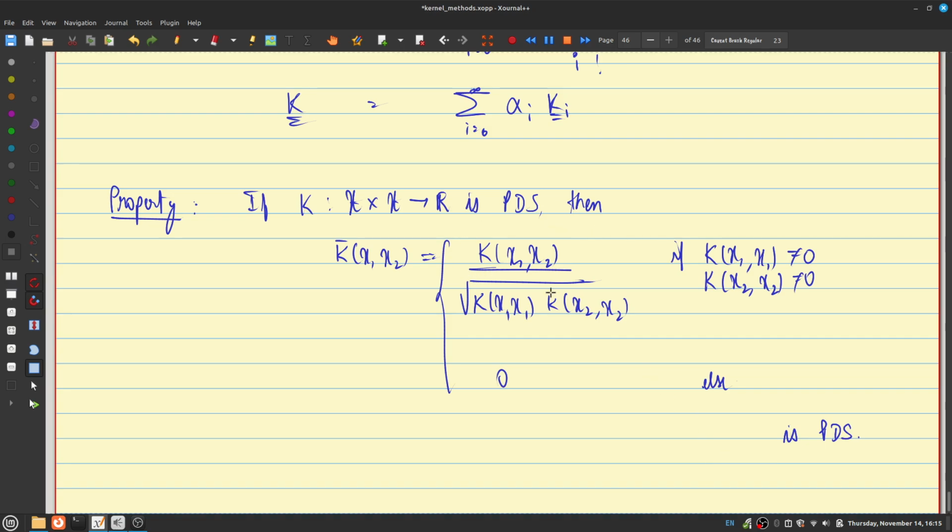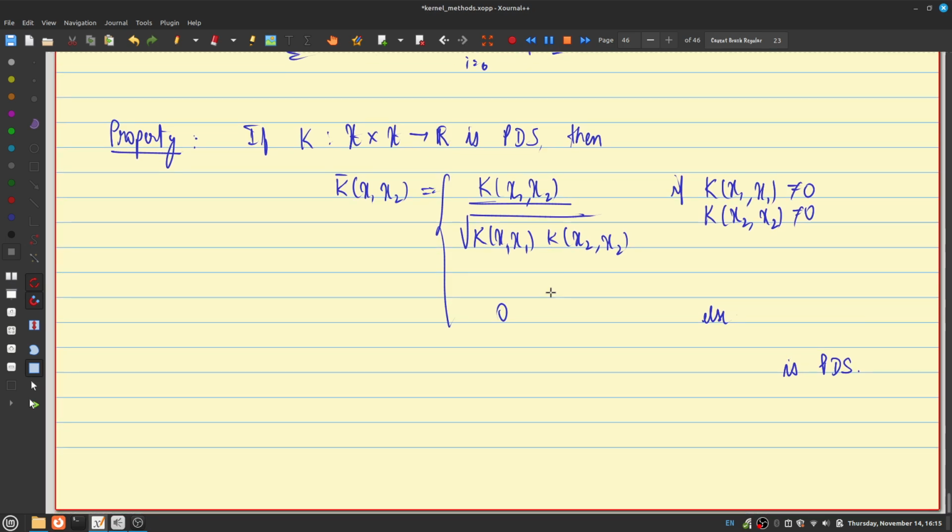The nice feature about this is it's in some sense normalized, right? So K bar of x comma x is always equal to 1. So K of x1 comma x1 will be a norm, but this in some sense is normalized. Loosely speaking, it's like you're looking at unit norm vectors.